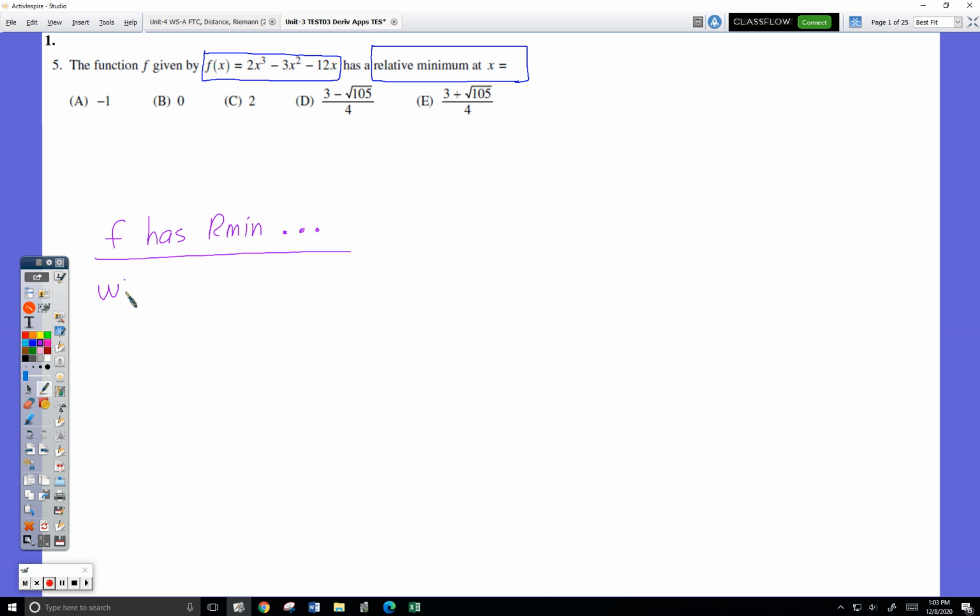Where f changes, decrease to increase, and then there's a big or here.